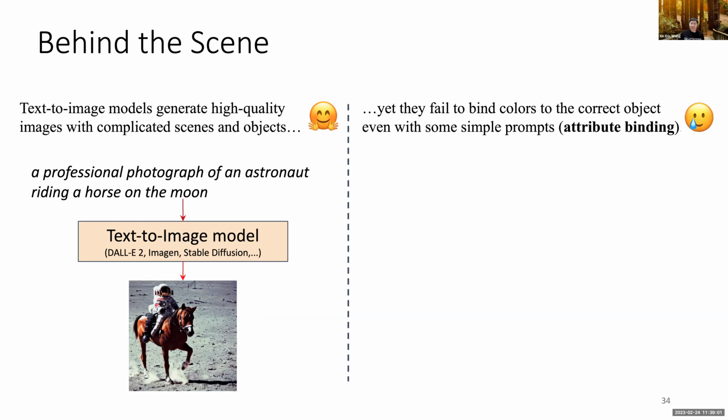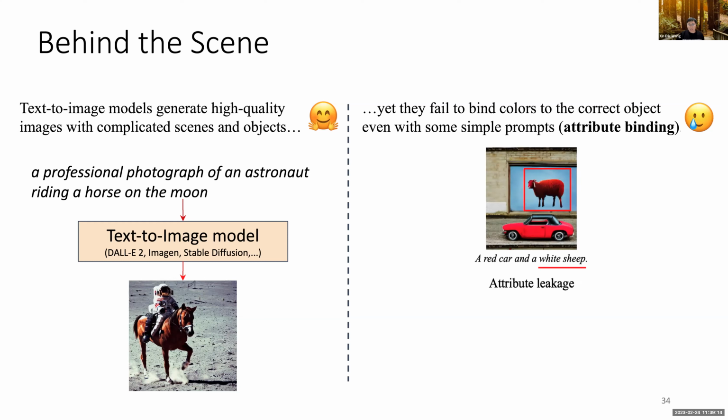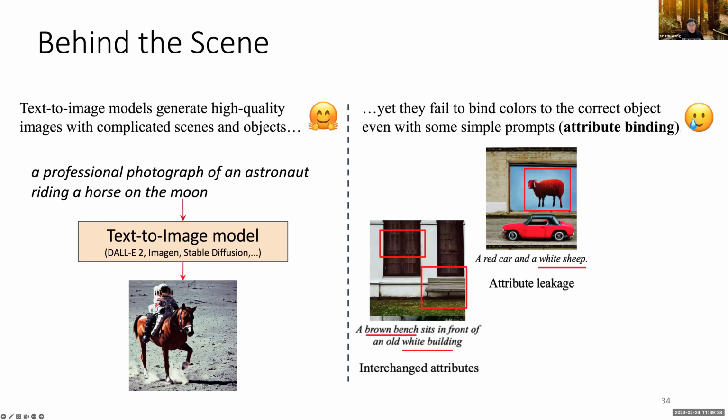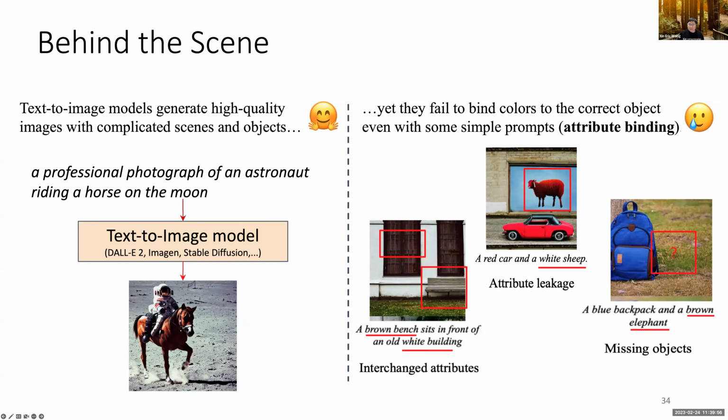However, they fail to bind colors to the correct object, even with very simple prompts. So it has a serious attribute binding issue. Let's look at a few examples. Here, given a text prompt, a red car and a white sheep, as you can see, the generated result has an attribute leakage issue, right? So it actually generates a red sheep instead of a white sheep. So it misrecognizes the attributes here. Another example, a brown bench sits in front of an old white building. Again, the attributes of those objects are interchanged in this case, right? And another example, a blue backpack and a brown elephant. In this case, you see the elephant is totally missing in this generation.